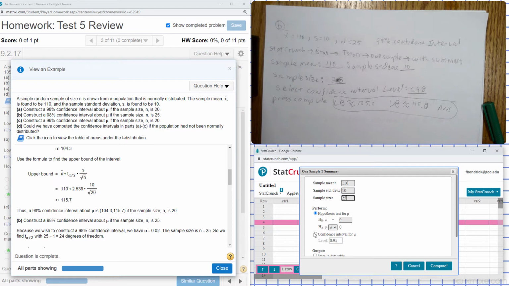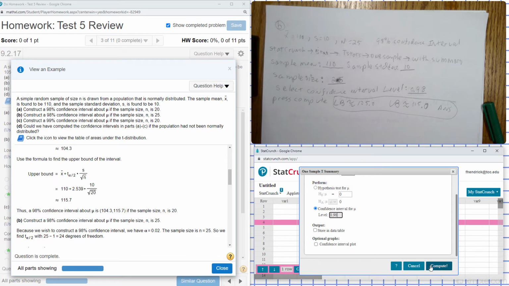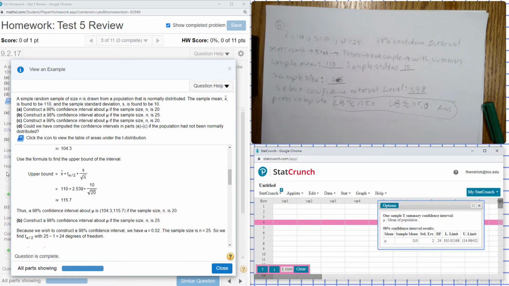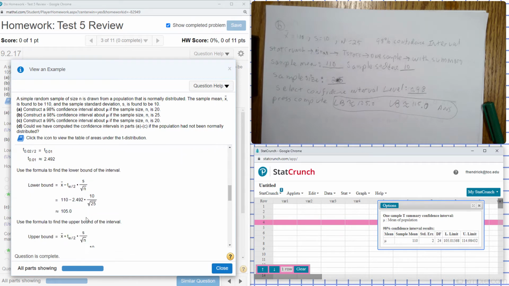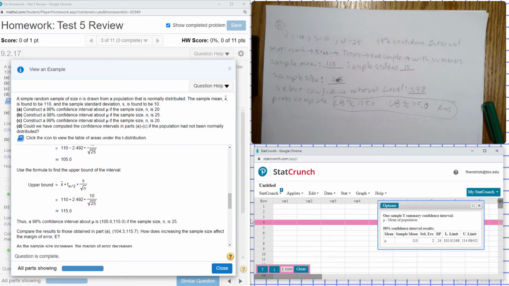Okay, then you have to select confidence interval. In this case, they want a 98% confidence interval. And then we can hit compute. That gives us our upper and lower bound for part B. Our lower bound is 105, and it matches there. And our upper bound is 114.98, which is 115, so rounded there.